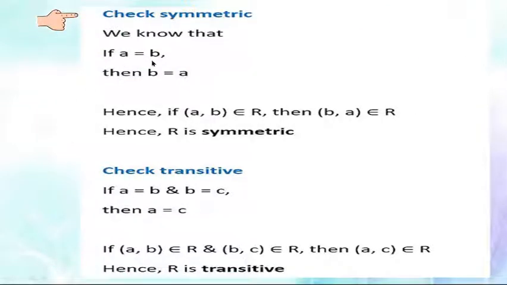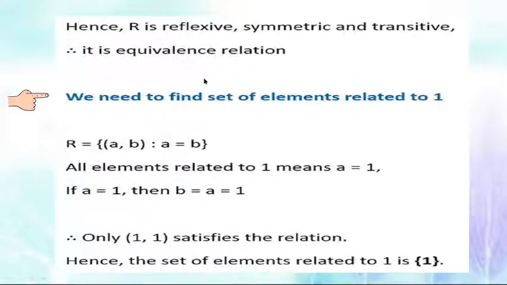Now we know that if A is equal to B, then B is also equal to A. So this is symmetric as well. Transitive: if A is equal to B and B is equal to C, then definitely A is equal to C. This is one of the axioms that you have done in class 9th also. Things which are equal to the same thing are equal to each other. So this is transitive as well. It means it is an equivalence relation.